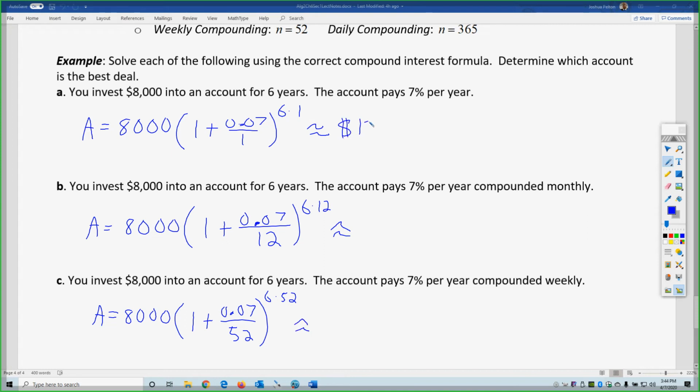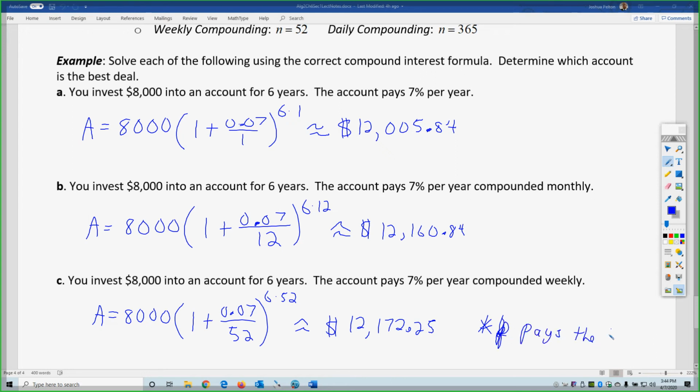So the first one works out to $12,005.84. The second one works out to $12,160.84. And the last one works out to $12,172.25. So between them, this one, if I can write, pays the best, because it has the most compounds, obviously.